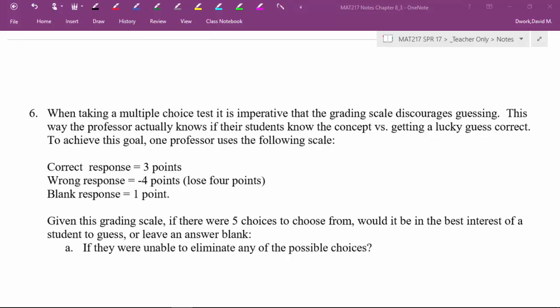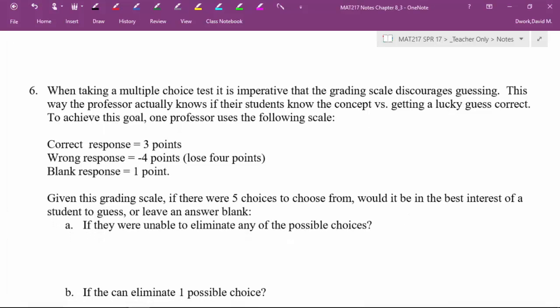This example is one of my favorite examples because it's real and it's one that I experienced when I was attending UCLA. When taking multiple choice tests, it's imperative that the grading scale discourages guessing. As a professor, we actually want to know if students know the concept versus just getting lucky guessing, right? This is a really important question.